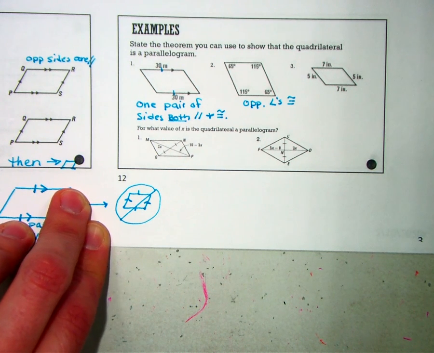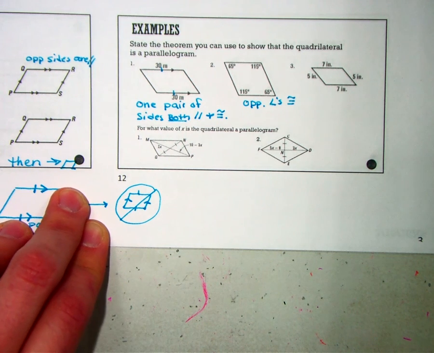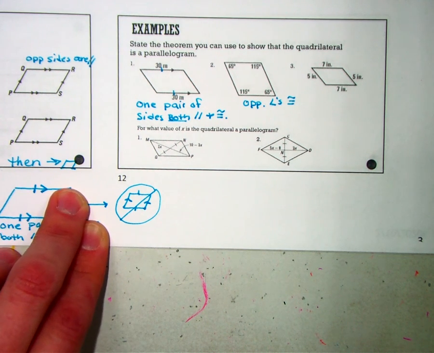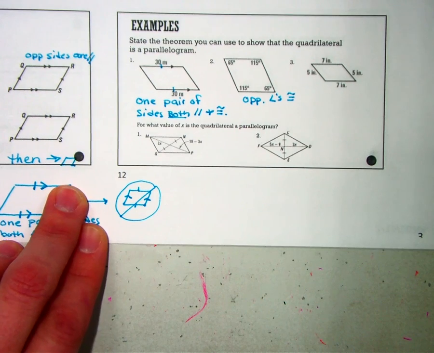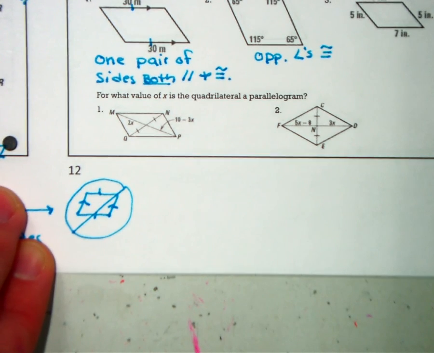Okay. This next part is really just more practice from yesterday. Okay. But they're just making it tricky so that they're throwing it into this section. So let's look at the directions. Does it say that it's a parallelogram?